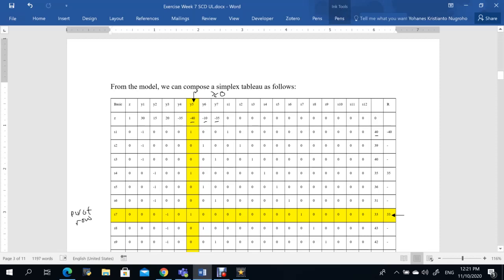For instance, here 30, the next value for the next iteration for 30 in the Z row is the current Z row minus the pivot element times the current pivot row.